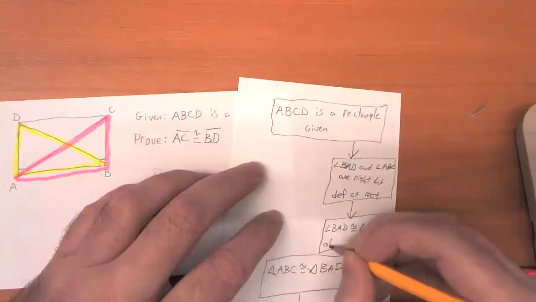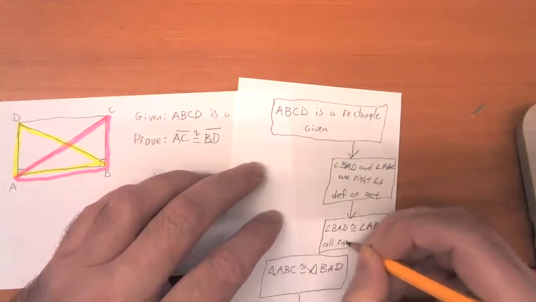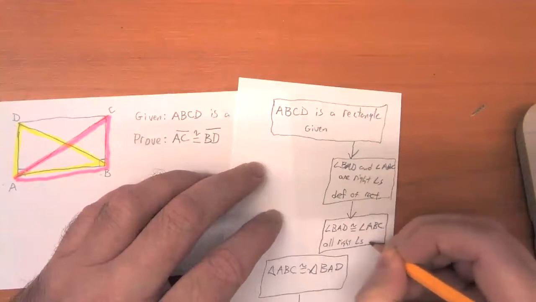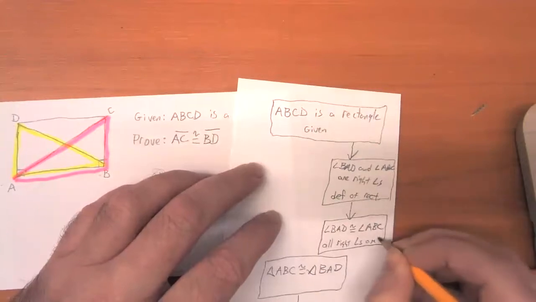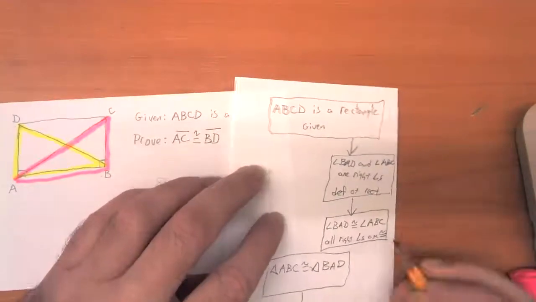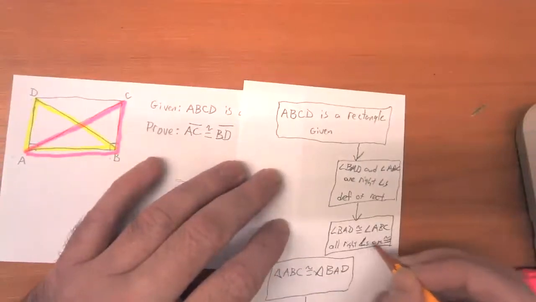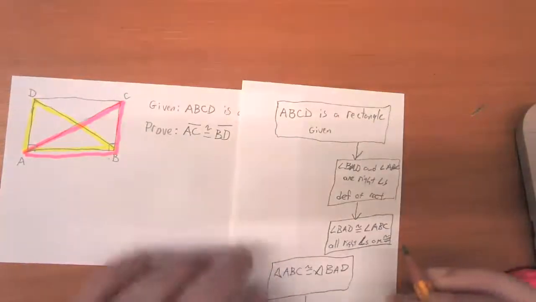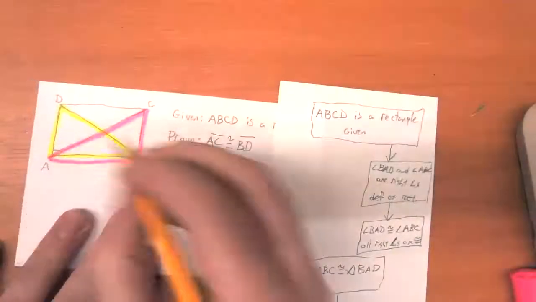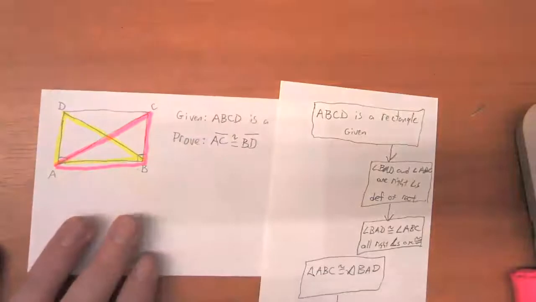That's because all right angles are congruent. Notice how I'm using some symbolic abbreviation. So that's angle. This is the congruent symbol. All right. So I just proved that these two angles are congruent.